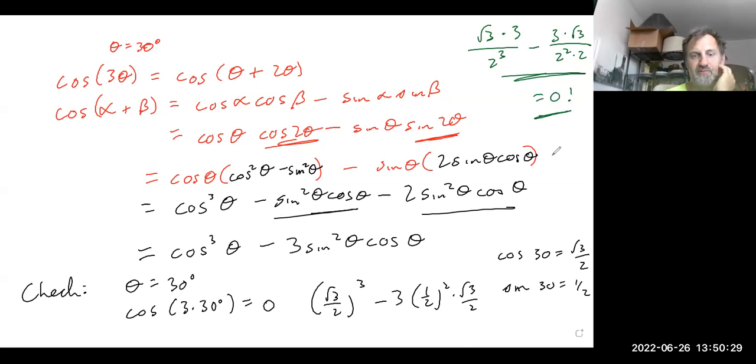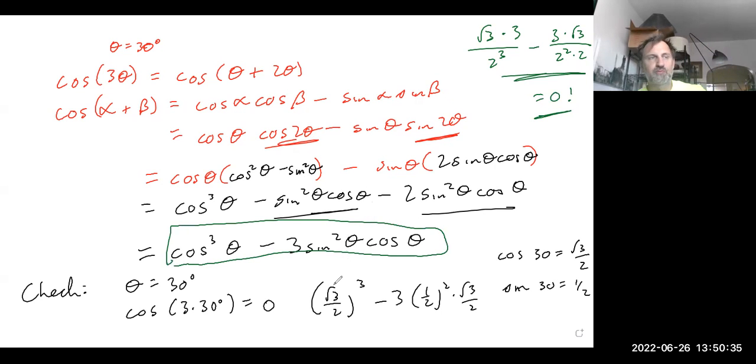So I'm convinced that we came up with a good formula for the triple angle for cosine. We can do the same thing for triple angle for sine, and I'll leave that to you to prove.